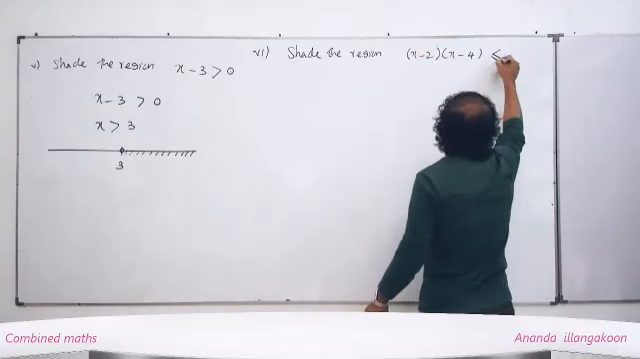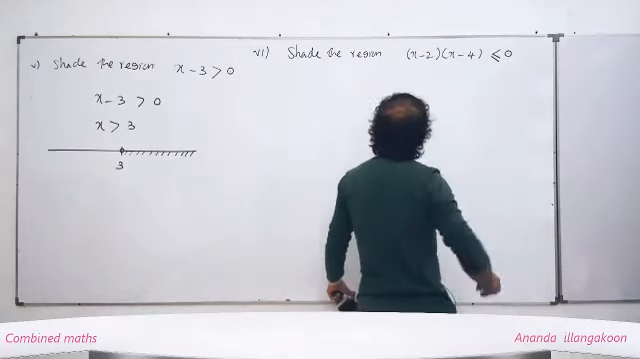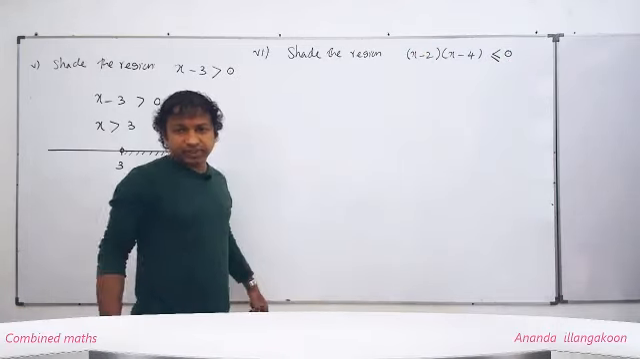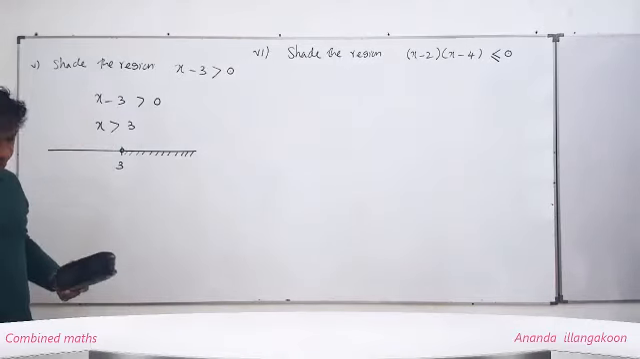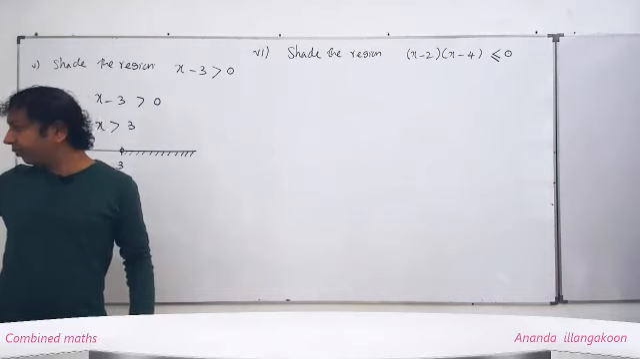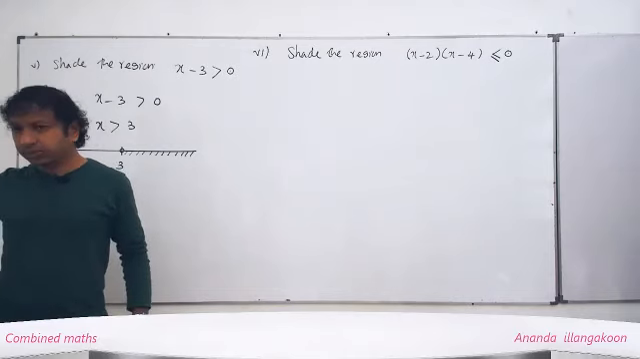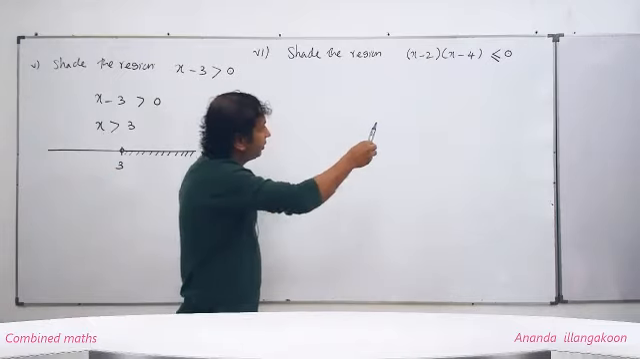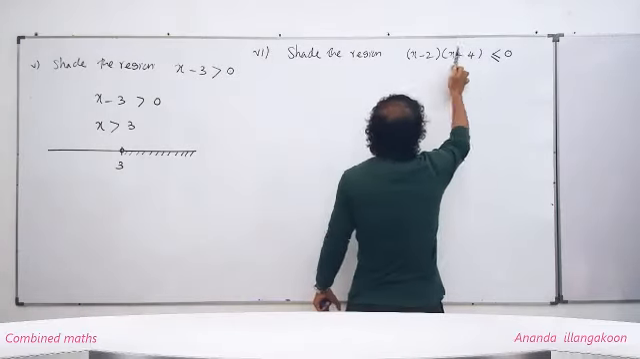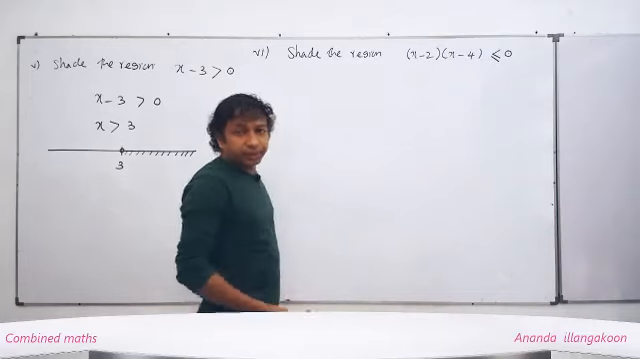Less than or equal to 0, right? Next one. Another simple inequality. Shade the region: (x minus 2)(x minus 4) less than or equal to 0. Right, people? Here, now we have a product.